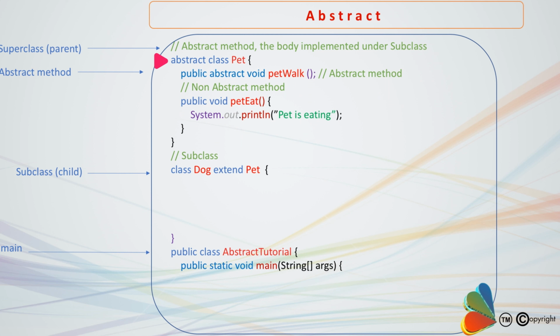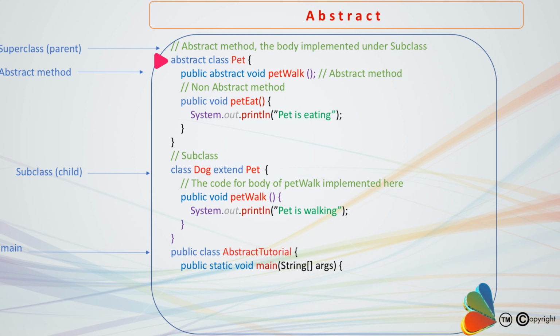Abstract class is a process of hiding the implementation detail from user. Only functionality will be provided to user. Abstract methods do not have a body, and the body gets provided by the subclass or child class. In this abstract example, the name of the abstract class is Pet. Pet class is the parent class.